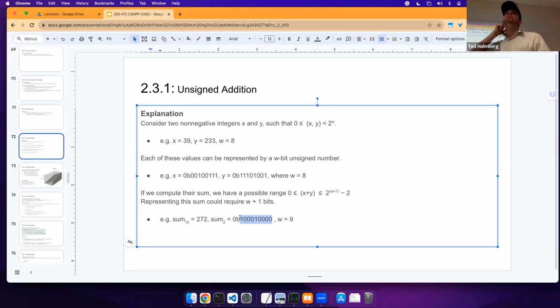And so that's going to be one of the rules that we're going to state in terms of our unsigned addition. If we compute their sum, we have the possible range of up to W plus 1 bits. So we understand that an addition of anything, in this instance of 2 8-bit values, can result in a possible 9-bit result. Not always; it's possible I also have an 8-bit result from that, but it's possible I might fall outside of that.